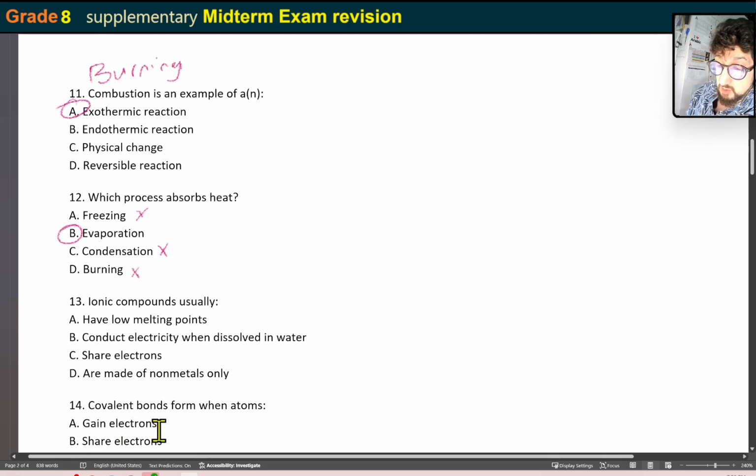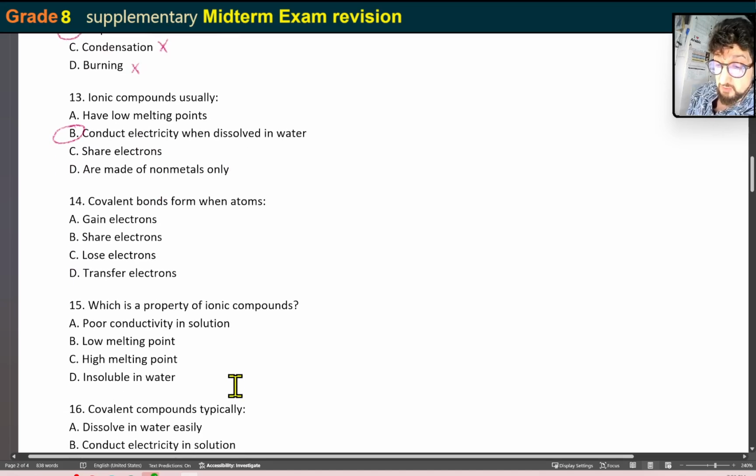Ionic compounds usually have low melting points? No, they have very high melting points. Conduct electricity when dissolved in water? Yes, they do, like salt. Share electrons? No, they don't. That's molecular compounds or covalent compounds, which are made of nonmetals only. Absolutely not. So ionic compounds are made from metals and nonmetals.